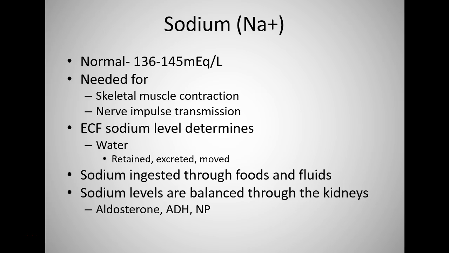And as the kidney PowerPoint had pointed out, the body uses aldosterone, ADH, and ANP in order to actually balance that out. So remember homeostasis. Your body's trying to balance everything as much as possible. So keep that in mind when we go through the different electrolytes.